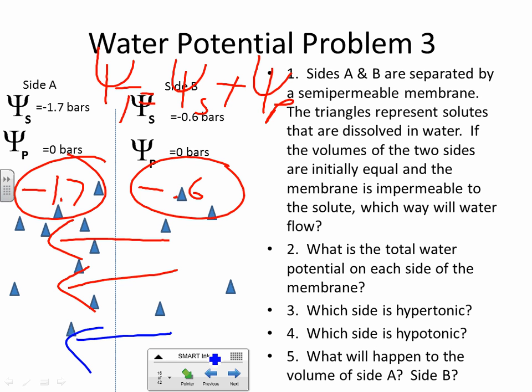Last question. What will happen to the volume on side A? It's going to go up because water's moving over that way, right? And what's going to happen on side B? It's going to go down.